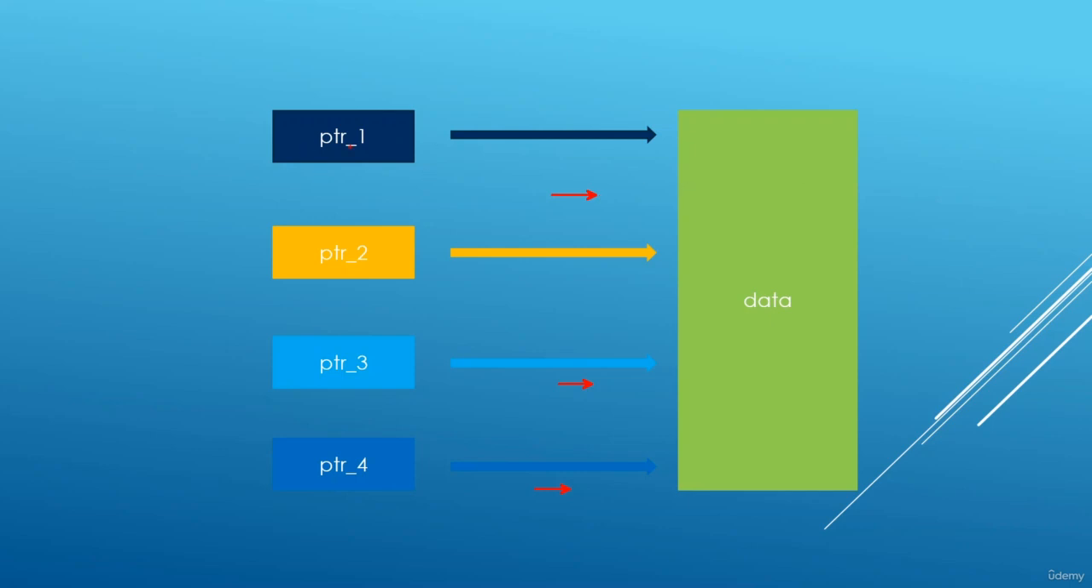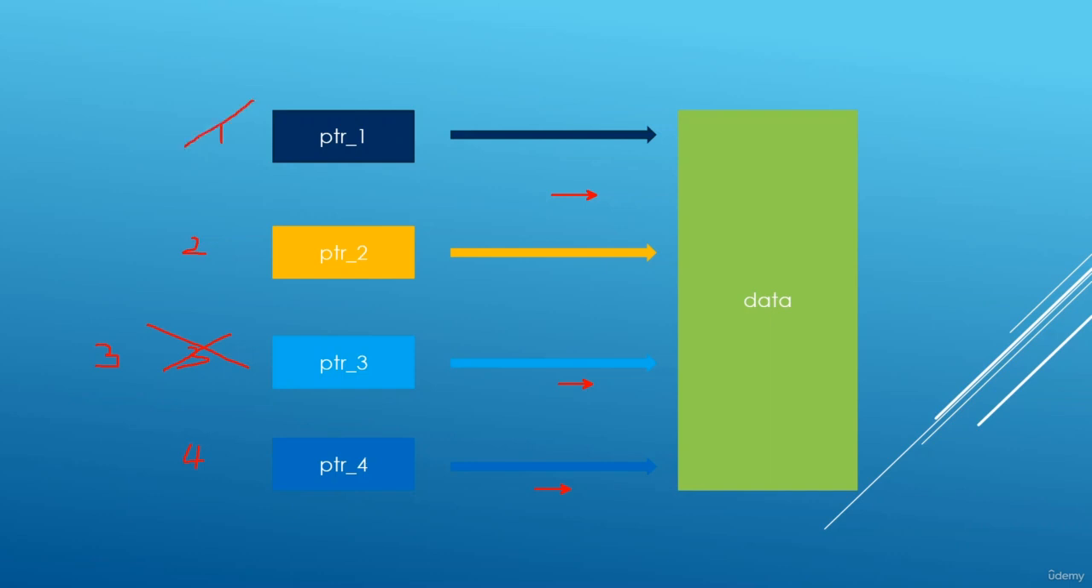For example, if we set up pointer 1 here, the reference count is going to be 1. If we set up pointer 2, the reference count is going to go up and be 2. If we set up pointer 3, the reference count is going to be 3. If we set up pointer 4 here, the reference count is going to go to 4. If any of these pointers goes out of scope, the reference count is going to decrement. For example, if pointer 3 here goes out of scope, the reference count is going to decrement and be 3.